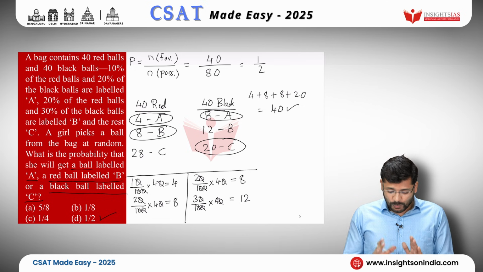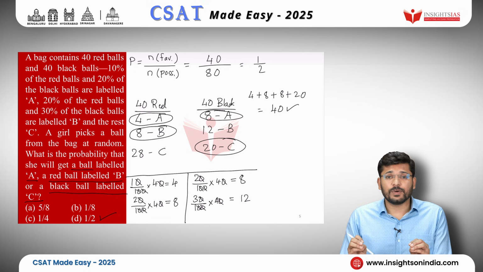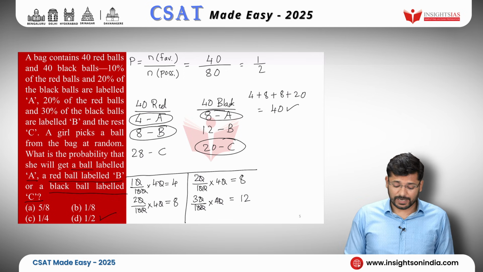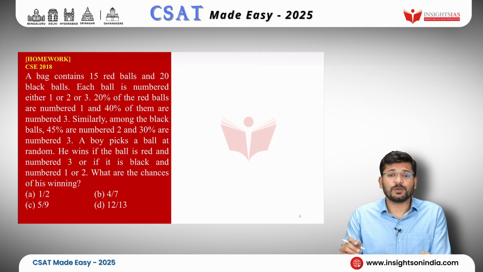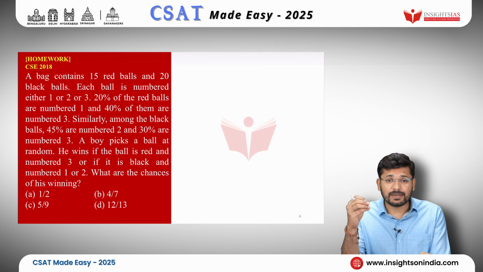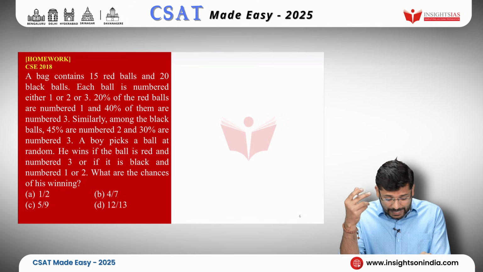So once again, our answer came to be option D, 1 by 2. Now I think you got a very good understanding of probability and how to solve the questions of probability. Now it is time to answer your homework question. This question was asked in the 2018 paper. Let's take a read. A bag contains 15 red balls and 20 black balls.